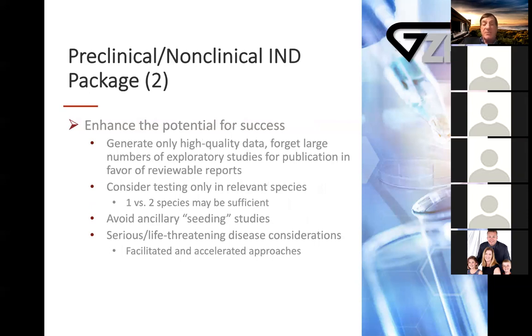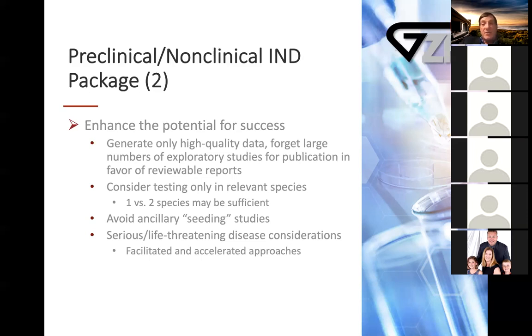You can enhance the potential for success by generating only high quality data, forego large numbers of exploratory studies for publication in favor of reviewable reports. I've been saying this for 17 years. The university generates a huge amount of wonderful intellectual property with great experimenters, great investigators. But their raison d'etre is often submitting papers for publication. Papers for publication do not substitute for reports of pharmacology, toxicology, safety pharmacology, et cetera, studies.